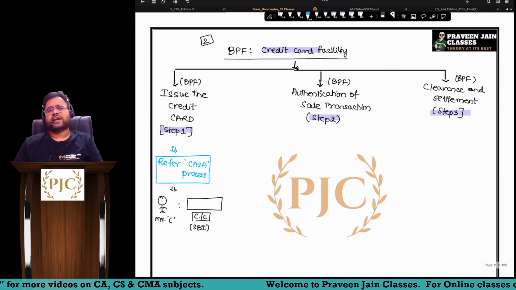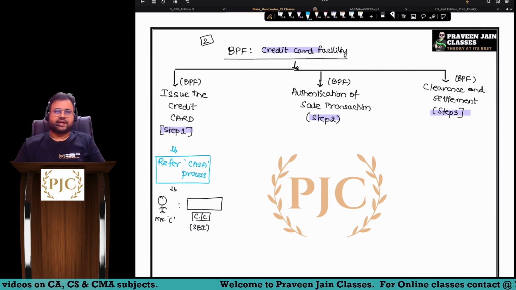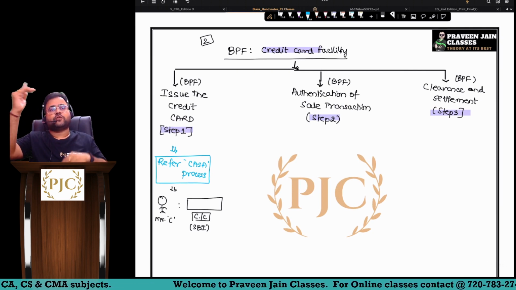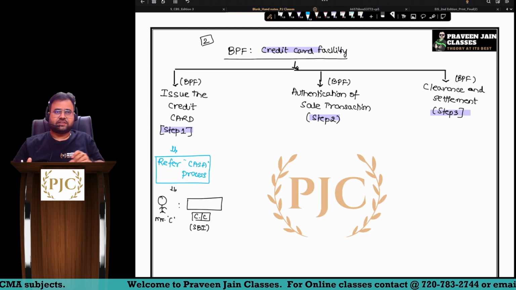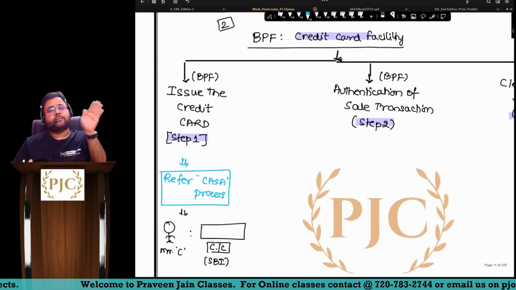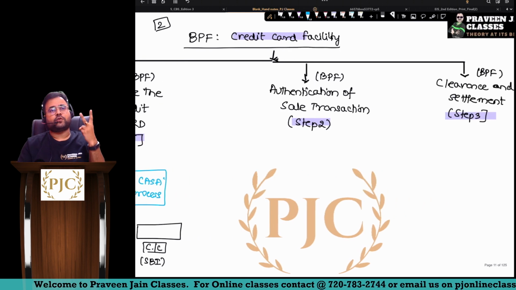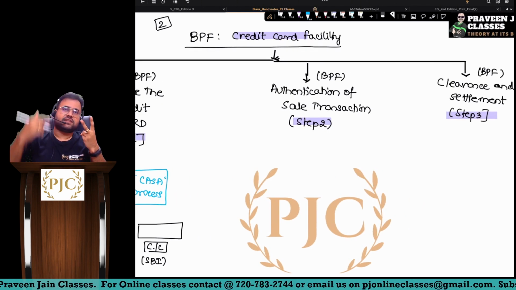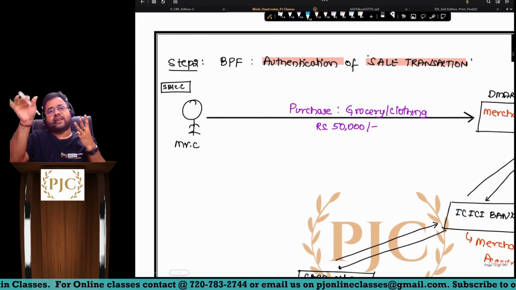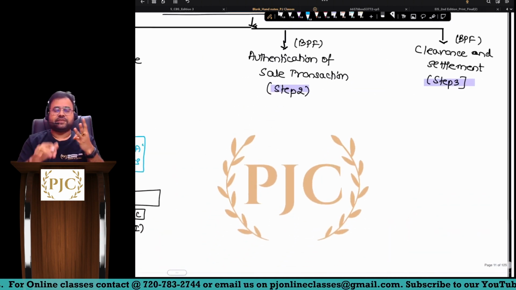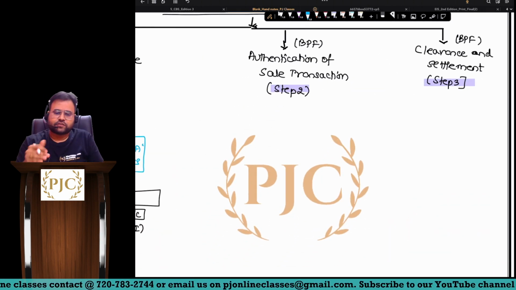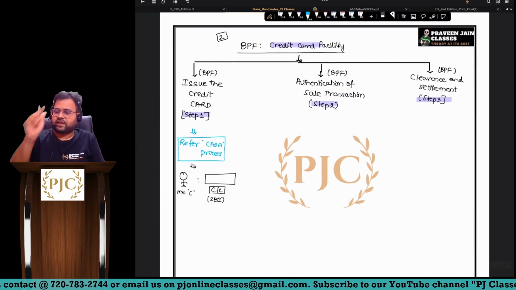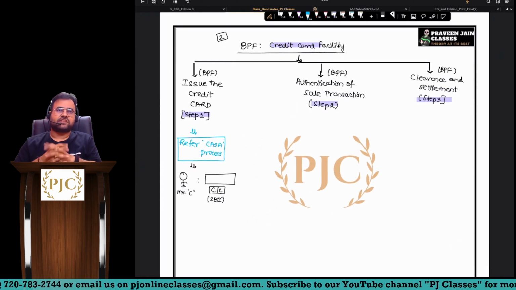Now we have the second business process, which is credit card, sir. The credit card business process ICA has discussed in three different steps, sir. Step number one, first the bank has to issue the credit card. Step number two, then the customer will start using the credit card, so now we have to authenticate that sale transaction. Third, the customer has to make the payment, sir. So settlement and clearance will happen, sir.